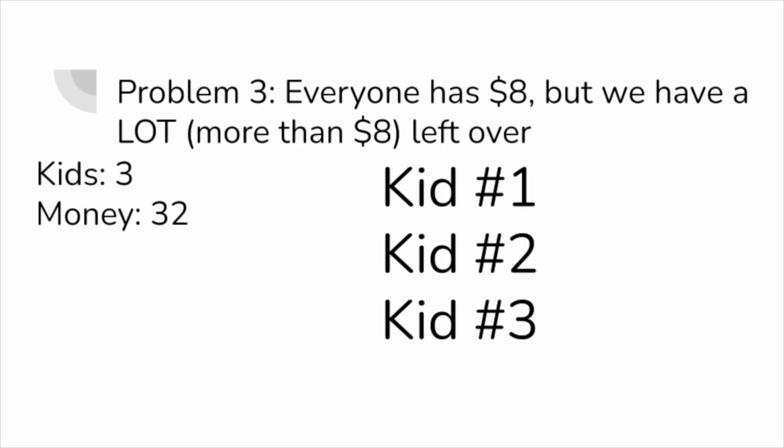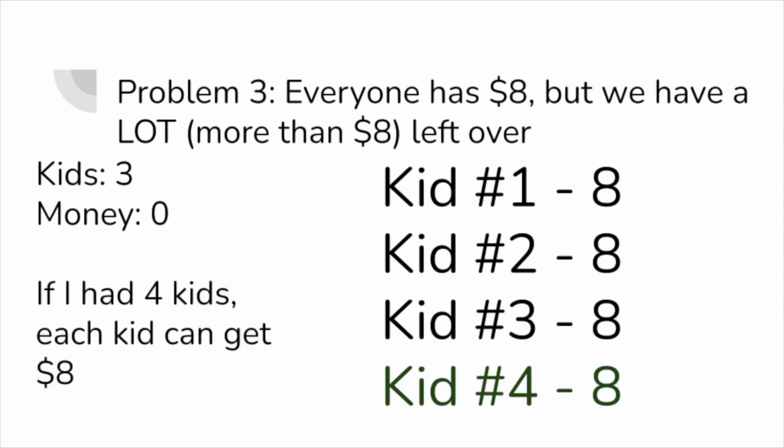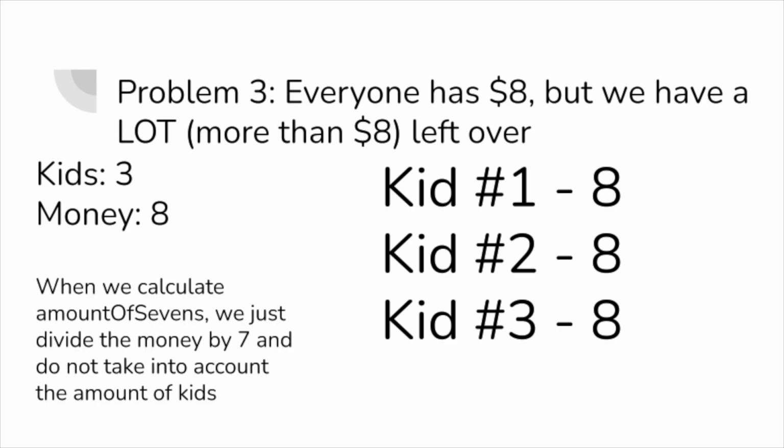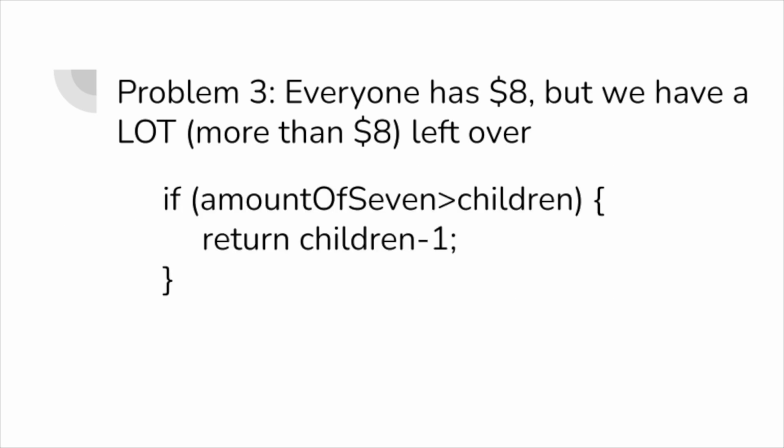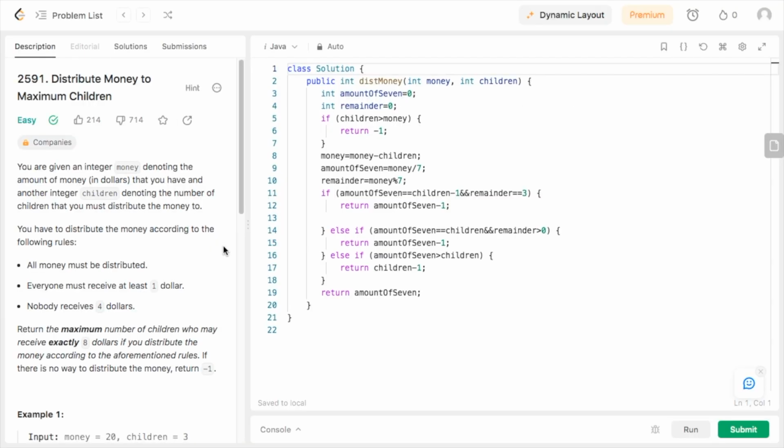To explain this condition, I'm going to be using an example. Let's say we have $32 and 3 kids. In a perfect world with 4 children, I can give each of them $8 and we'll all be happy, but we only have 3 kids here. This means that whenever the amount of 8s we can give out is greater than the amount of kids, we return the amount of children minus 1. If we never have to encounter any of these conditions, we can just simply return the amount of 7s.